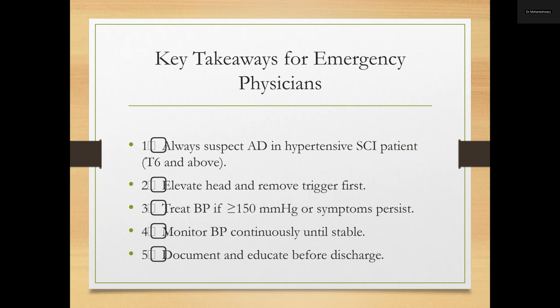So key takeaways for emergency physicians. Always suspect autonomic dysreflexia in a hypertensive SCI patient, especially T6 and above. Elevate the head and remove the trigger first. Treat the blood pressure if the systolic blood pressure is 150 or more, or symptoms persist, and monitor the blood pressure continuously until stable. Remember, every 3 to 5 minutes, monitor for 2 hours, and document and educate before discharge.